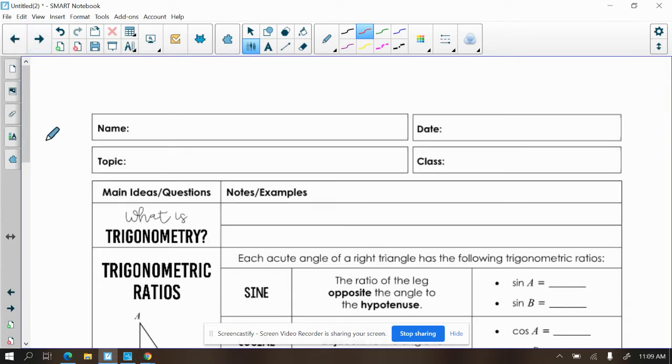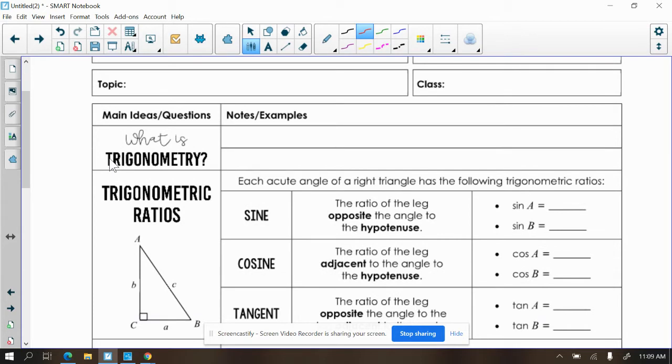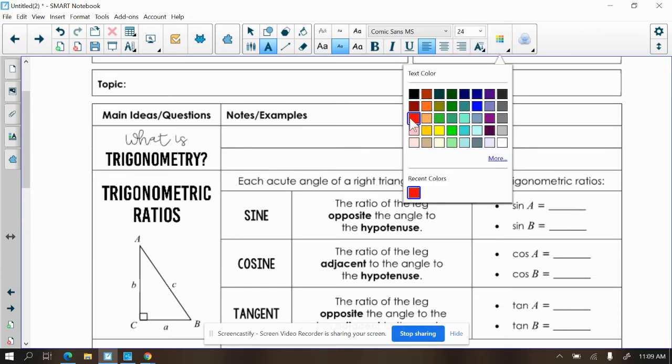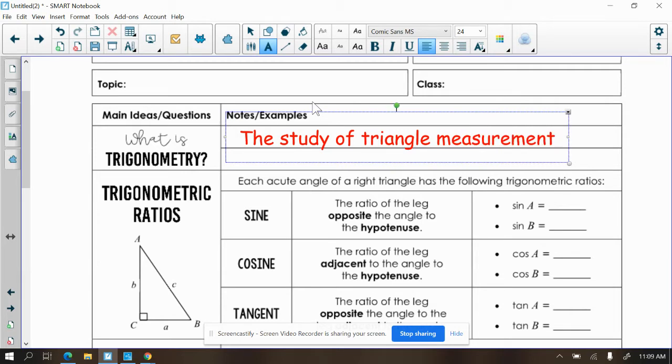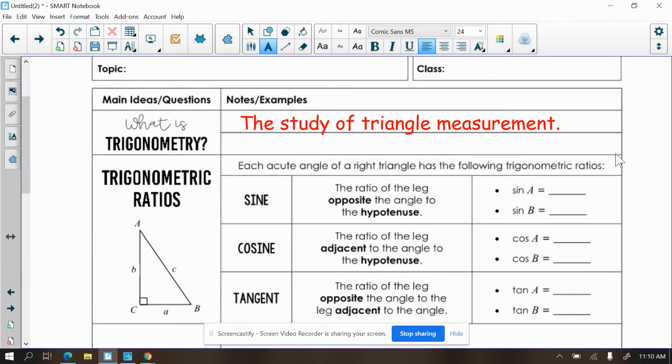To get started, we're going to talk about what trigonometry is. Trigonometry is the study of triangle measurement. Pretty simple. We're going to look at the angle measures, the side measures, and all of that. The first part of our lesson is going to be just setting up these ratios.